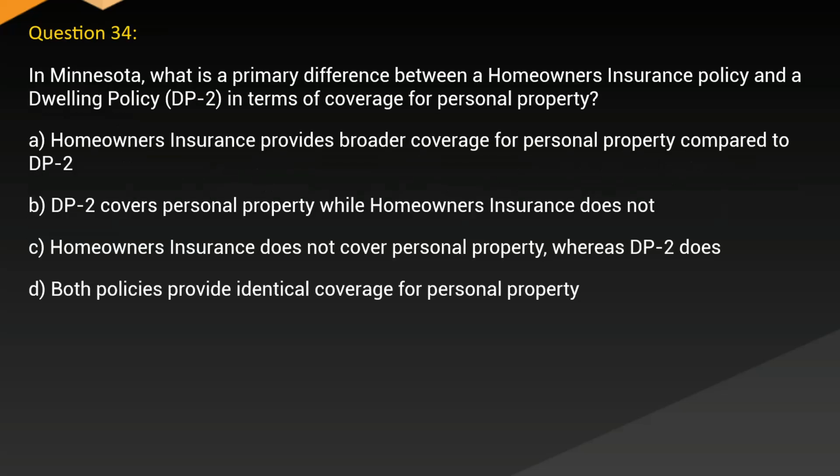Question 34. In Minnesota, what is a primary difference between a homeowner's insurance policy and a dwelling policy DP-2 in terms of coverage for personal property? A. Homeowner's insurance provides broader coverage for personal property compared to DP-2. B. DP-2 covers personal property while homeowner's insurance does not. C. Homeowner's insurance does not cover personal property, whereas DP-2 does. D. Both policies provide identical coverage for personal property.